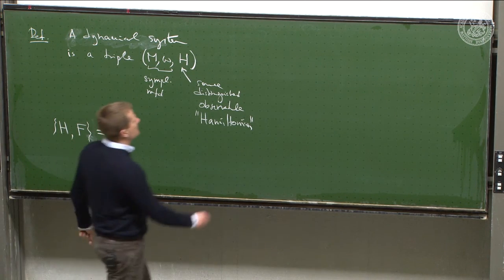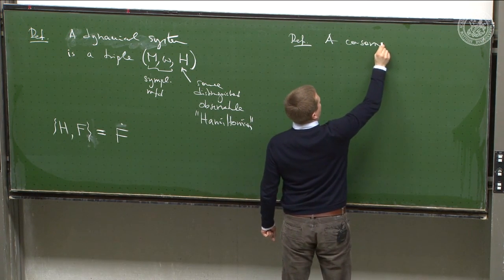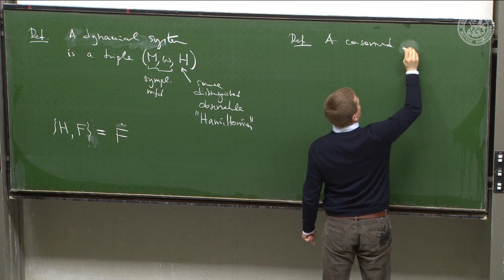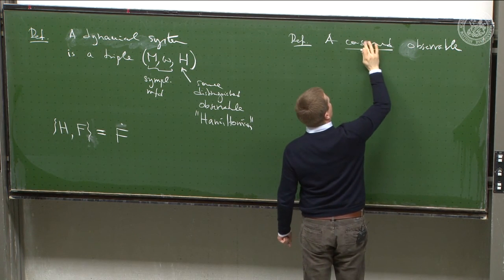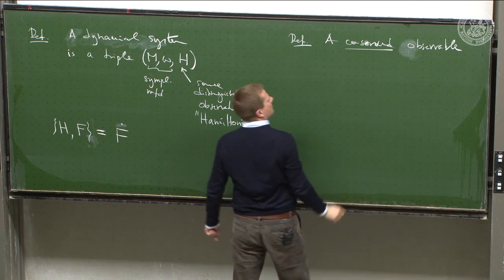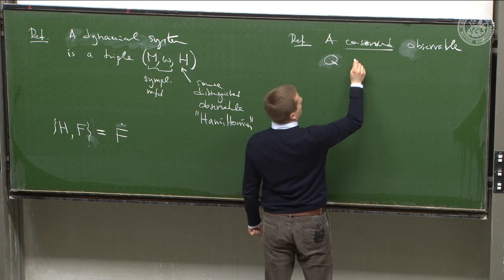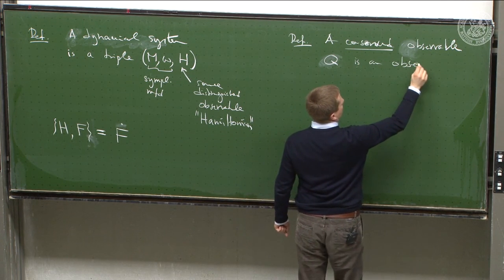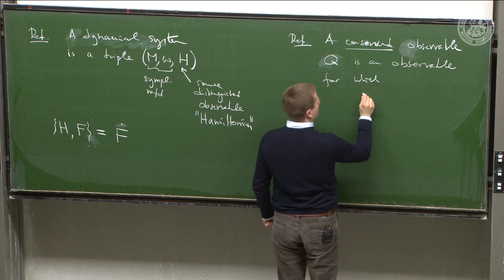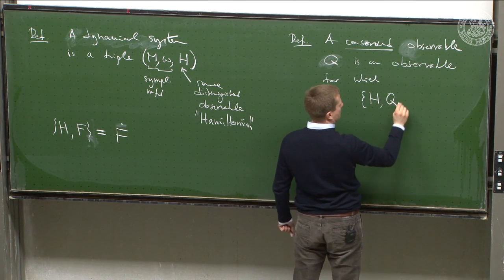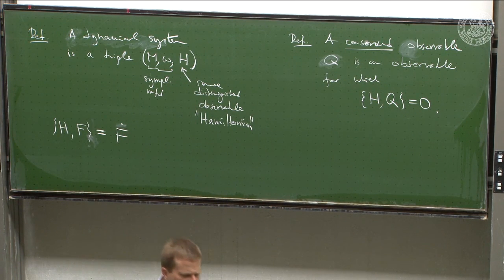Okay, and then we have the definition that a conserved observable or quantity, let's call it Q, is an observable for which the Poisson bracket with the Hamiltonian is 0. You know all of this.